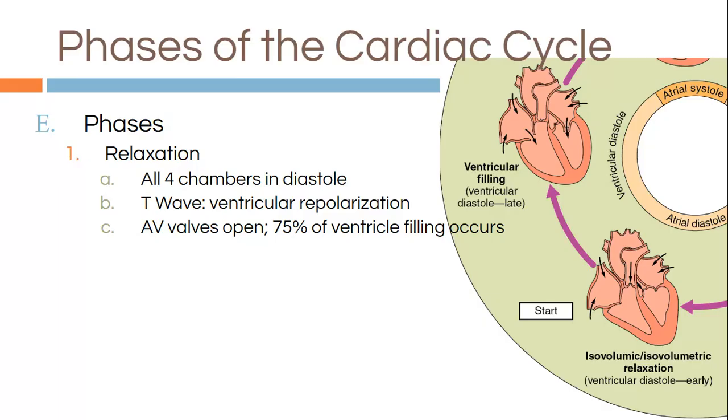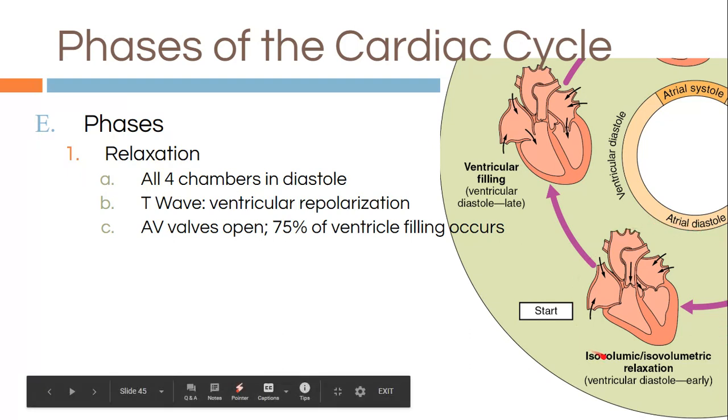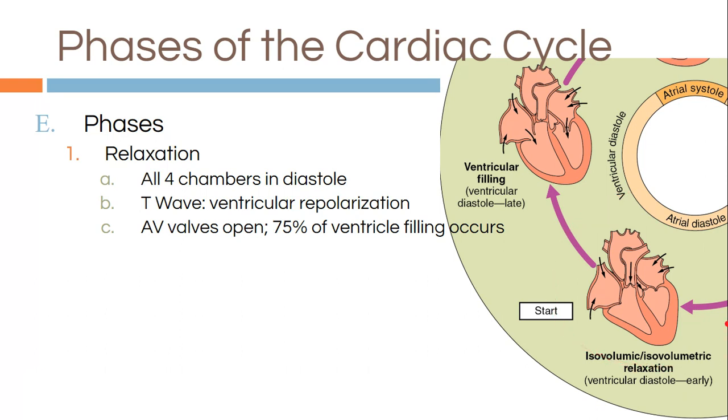All right, so the first phase of the cardiac cycle is called relaxation, and you can see down here it says start. This relaxation phase is when all four chambers go into diastole. Every one of the four chambers of the heart, both left and right atria and left and right ventricles, are just going to relax. What's interesting is that during this phase, this is when we see the T wave. Right after the T wave, the ventricles are going to repolarize and relax and allow blood to flow into them, and the atria are going to relax and let blood flow into them as well.